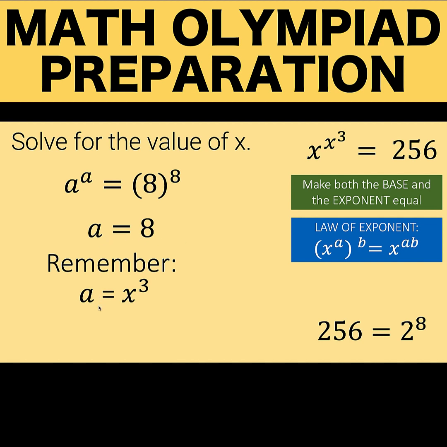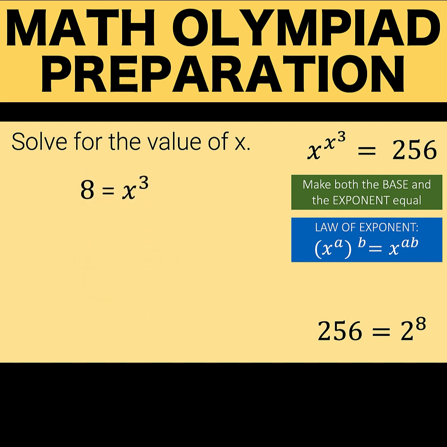So, if a equals 8, then 8 is equal to x cubed. And from here, if we take the cube root of both sides, we now have x equals 2. And that is now the value of x, given this equation, x raised to x cubed equals 256.